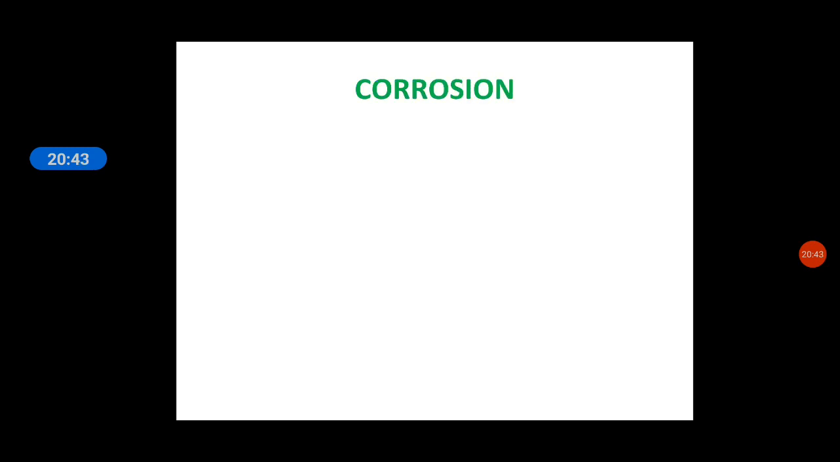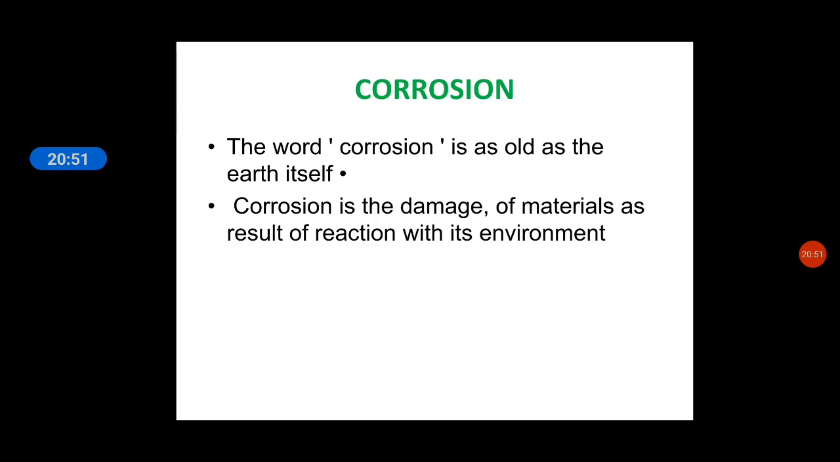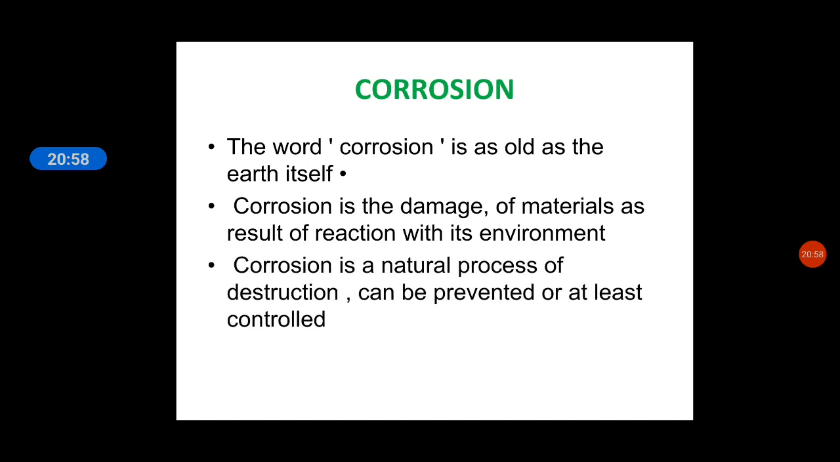Now let's come to corrosion. The word corrosion is as old as the earth itself. Corrosion is the damage of material as a result of reaction with its environment. Corrosion is a natural process of destruction that can be prevented or at least controlled.